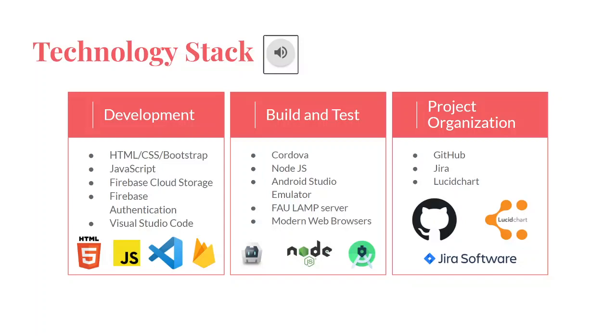In terms of building and testing the application, we used Cordova and Node.js to create the mobile app version, which was then tested using the Android Studio emulator. The FAU LAMP server was used to host the website, and modern web browsers were used for testing. For organization and project management, we used GitHub for version control, as well as Jira to create a Scrum board, and Lucidchart to create any diagrams that we needed.